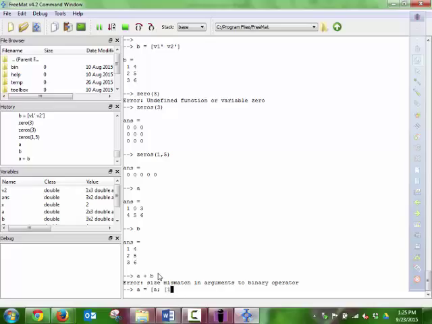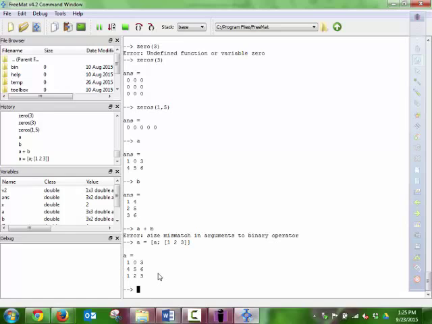1, 1, 1, 1, 2, 3. Yeah, let's put 1, 2, 3. So this has to be a row matrix that I need to add on. And then for B, let's add on another column.